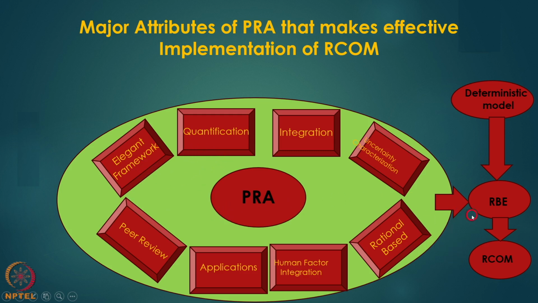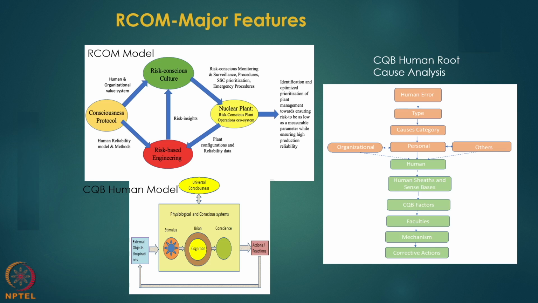And finally, from here we have risk-based engineering, because there is a deterministic component also, and risk-based engineering is nothing but PRA plus deterministic, which I discussed in the previous slide, and we have an ORCOM, risk conscious operation management system in place. Now, we are talking about risk conscious. What is consciousness? It has been adopted.